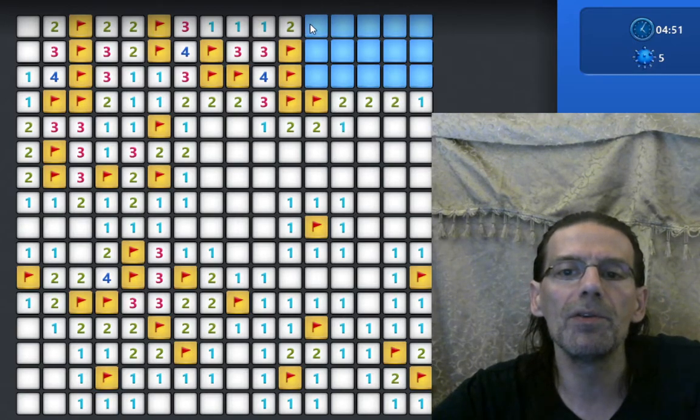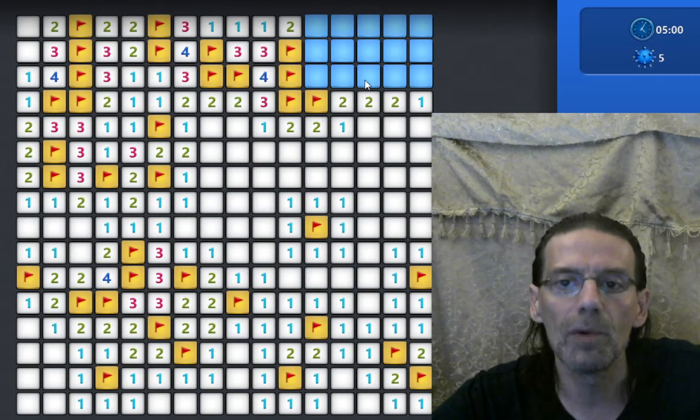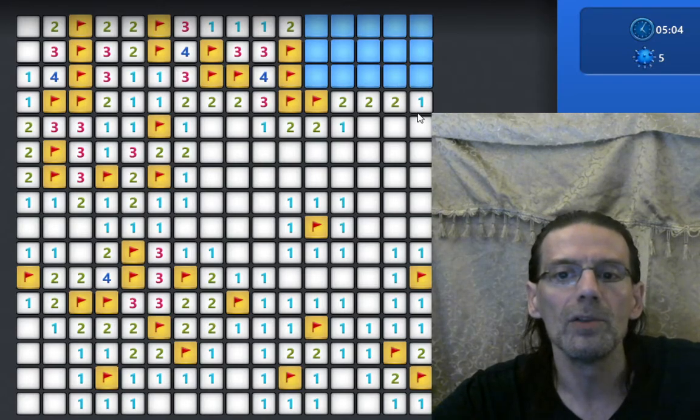So this 2 tells us one of these has to be. This 2 tells us one of these 3 has to be. This 2 means one of these 3 has to be. This 2 means one of these 3 has to be. So what can we figure out here?